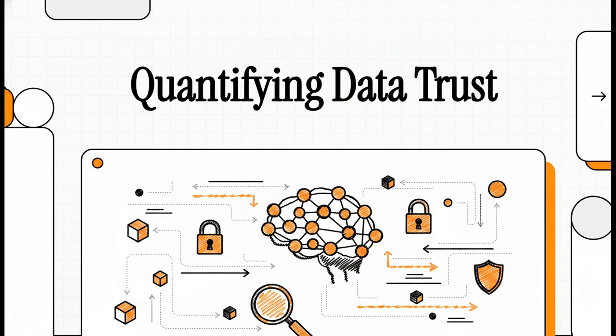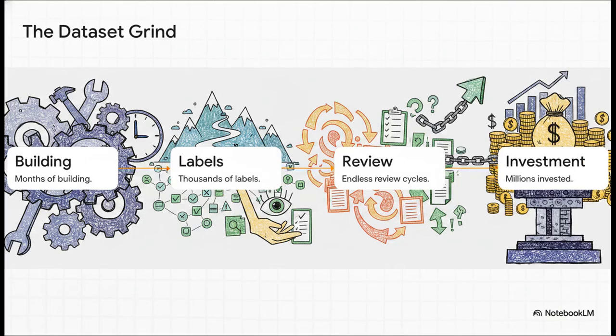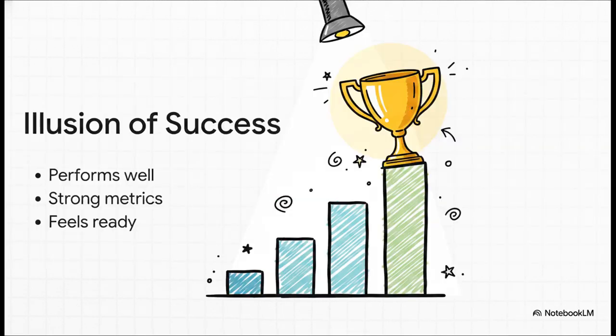tells the whole story. Okay, so to really grasp this vulnerability, let's first talk about the sheer grueling timeline of getting a dataset off the ground. It is a massive grind. First, you've got months and months of just building the architecture. Then you have literal armies of annotators turning out thousands of labels, probably fueled by way too much coffee. And then come the endless, exhausting review cycles to check all that work. Throw in the millions of dollars invested, and well, it's a remarkably heavy lift just to get to the starting line.